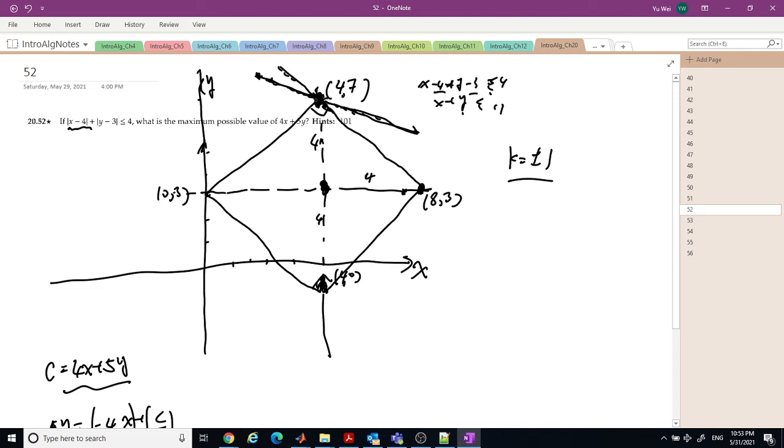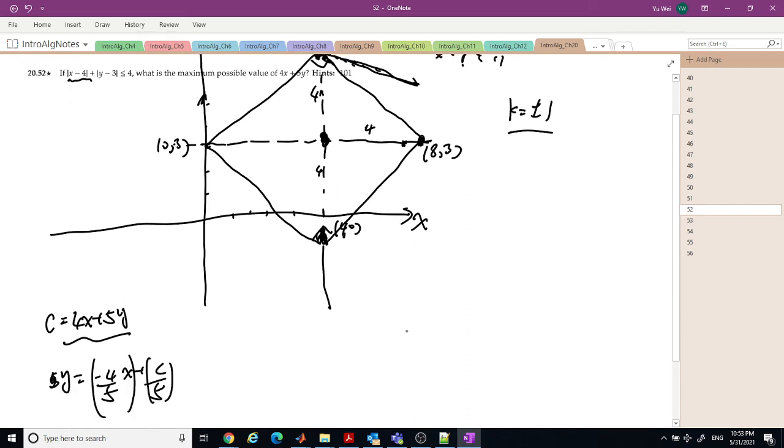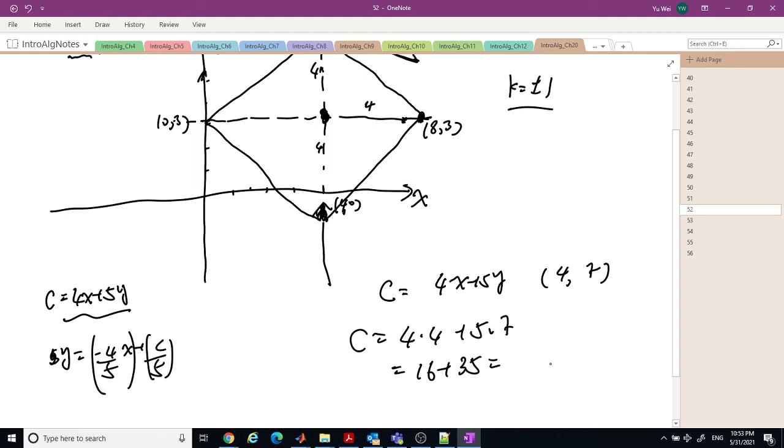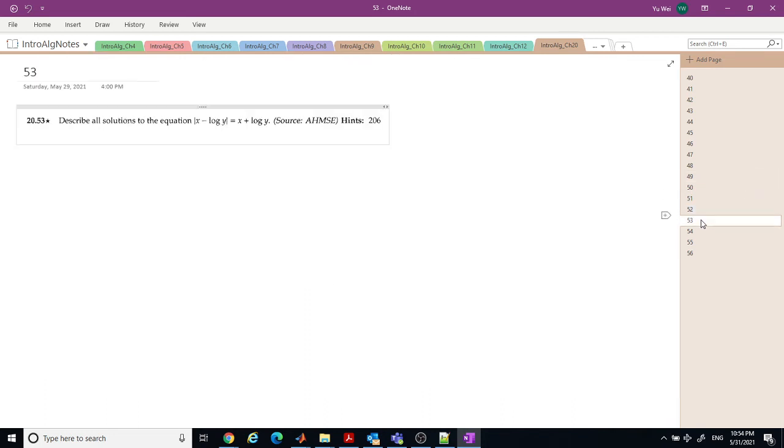So you can see clearly here the answer is that it has to pass through 4, 7, right? Now let's make sure. C is equal to 4x plus 5y, passing through 4 and 7. So C is equal to 4 times 4 plus 5 times 7. So it's 16 plus 35 is 51. So this is the maximum value.